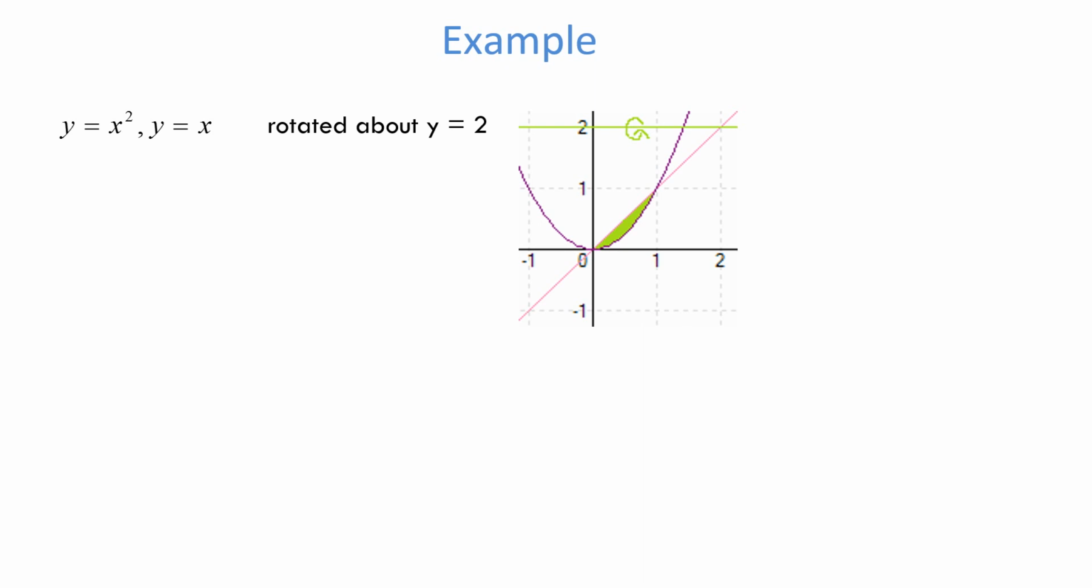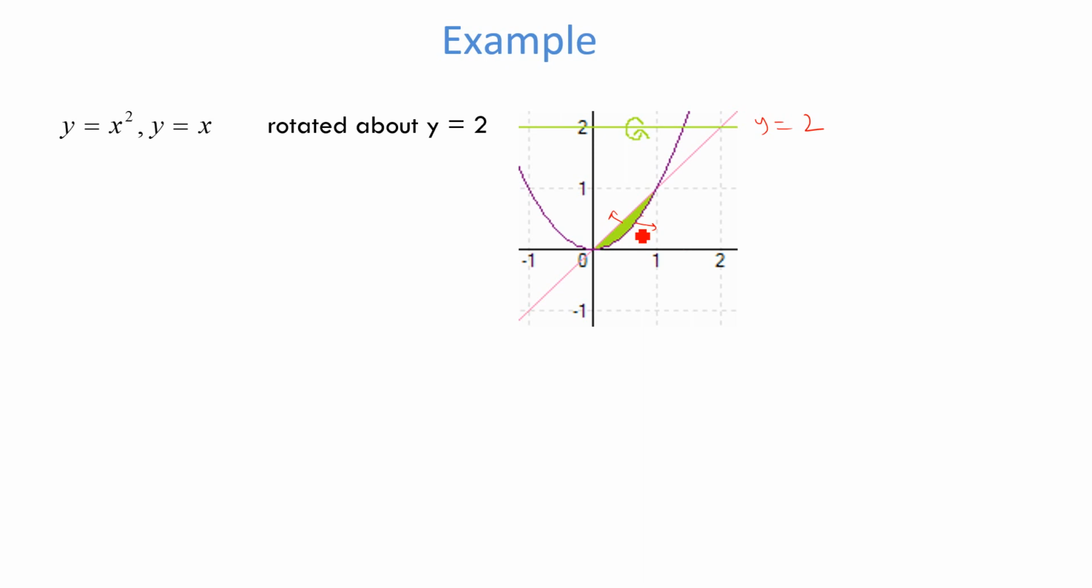Let's try to find the volume in this example. The region between y = x² and y = x, we have to rotate it about y = 2, that is a horizontal axis. Okay, so this horizontal axis is not the x-axis, this is y = 2. So we are going to rotate this around the line y = 2. So while rotating around y = 2, what is the outer curve and what is the inner curve? This is the outer curve and this is the inner curve.